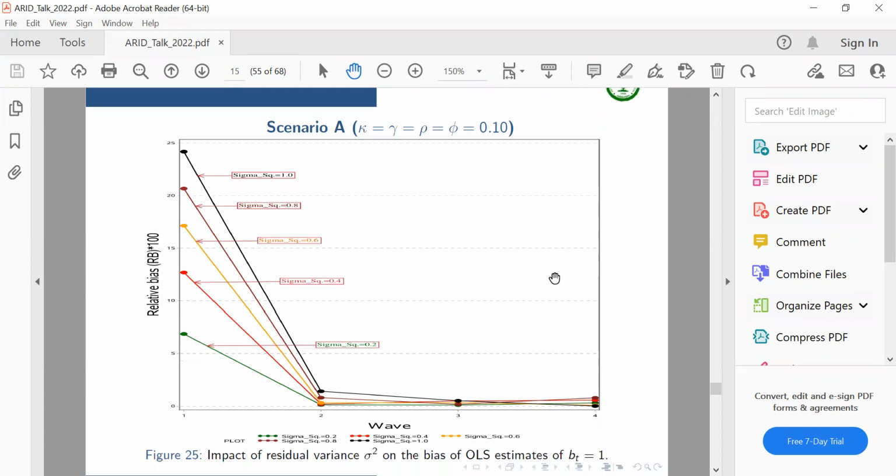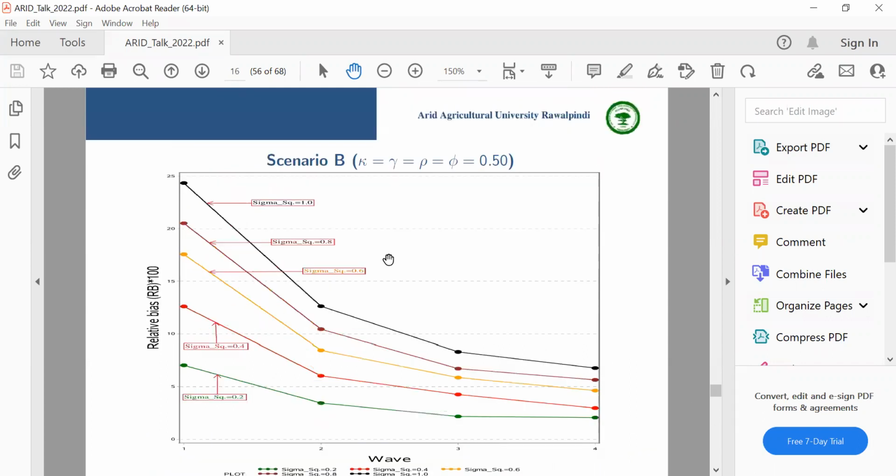In the second scenario, when the stability is medium, you see that the model is not changing so much over time. Here we have covariance or correlation between different model parameters. You see the initial bias is fixed, that is 25% for sigma square equal to 1, and for other parameters 20, 15, etc. But since the stability is medium, in the second wave there is a reduction, something like 50%, and it reduces step by step.